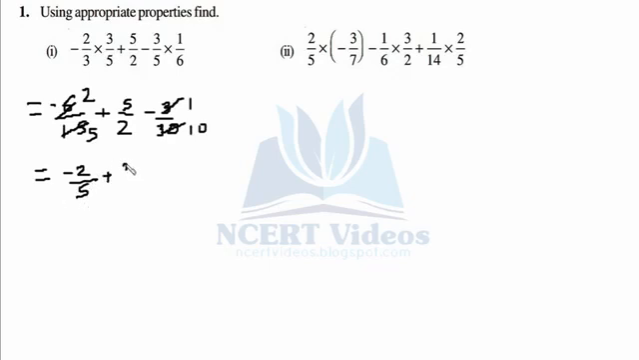plus 5 over 2 minus 1 upon 10. Now we can take LCM, that is 10. 5 2 is 10, 2 2 is 4, that will be minus 4, plus, because we have plus here, 2 5 is 10, 5 5 is 25, and obviously 10 ones are 10 and 1 ones are 1.